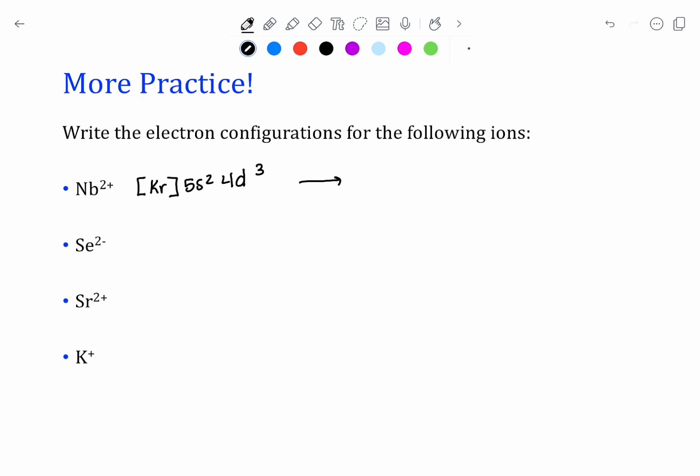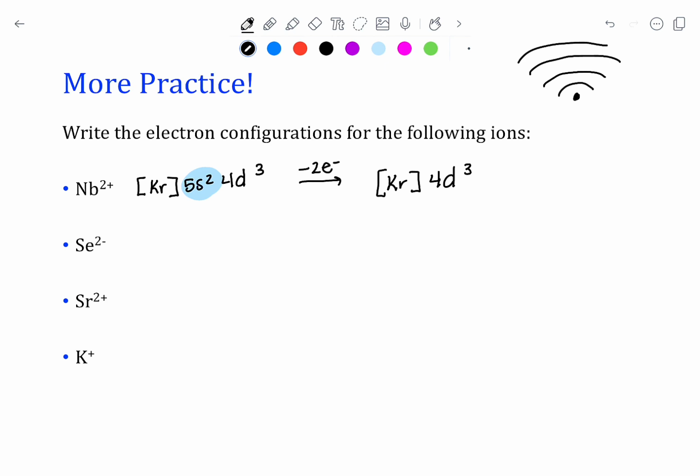If we have niobium 2 plus, that means we're removing 2 electrons. And this is a transition element, so those 2 electrons are going to come from the highest n first. Okay, not our last place that we put electrons, it's our highest n first, because we have our layers that we need to remove first. So we've removed our 2 electrons from the 5s, so our ion then becomes krypton 4d3.